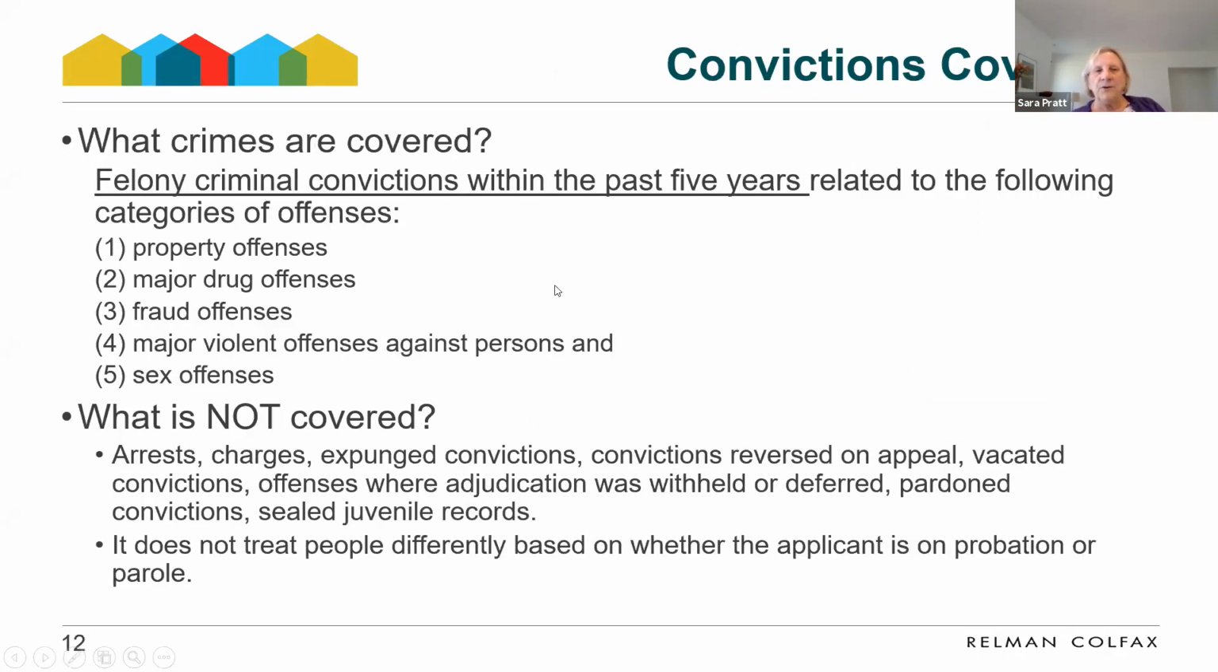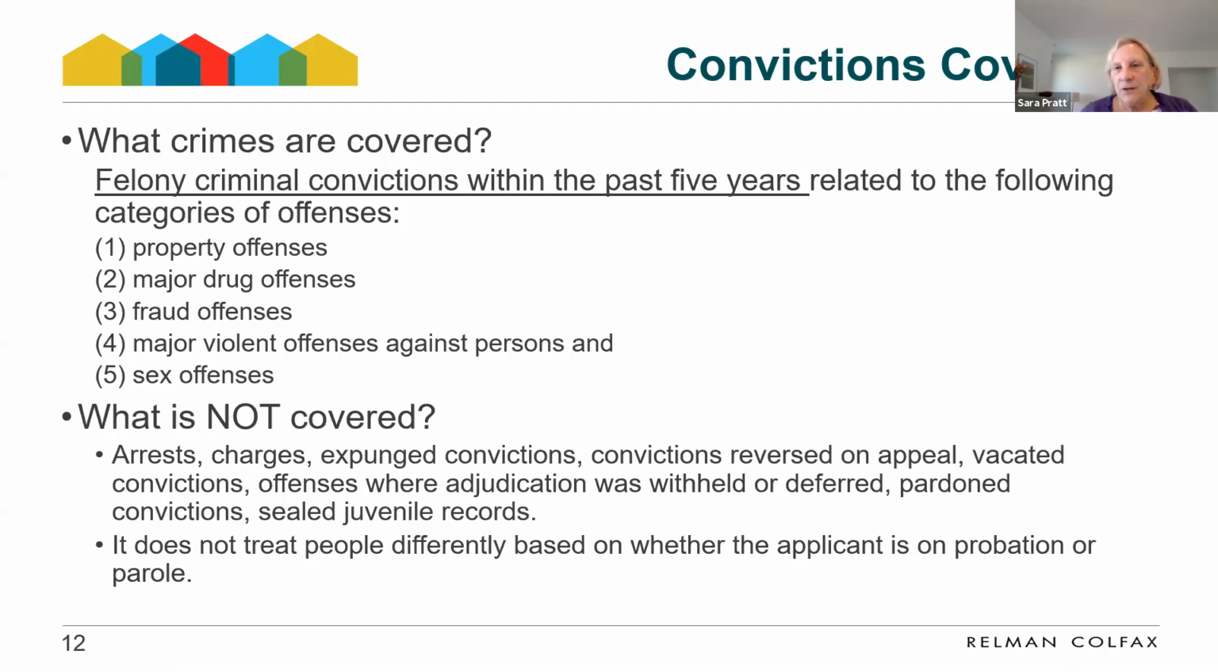Okay. So here are the crimes that are covered by this policy. Felony criminal convictions within the past 5 years for significant categories of offenses. And the actual policy has footnotes that define each one of these in a little bit more detail. And we did it with reference to crimes in Virginia. So property offenses, major drug offenses, fraud offenses, major violent offenses against persons, and sex offenses, that would be like rape or sexual assault. Right?